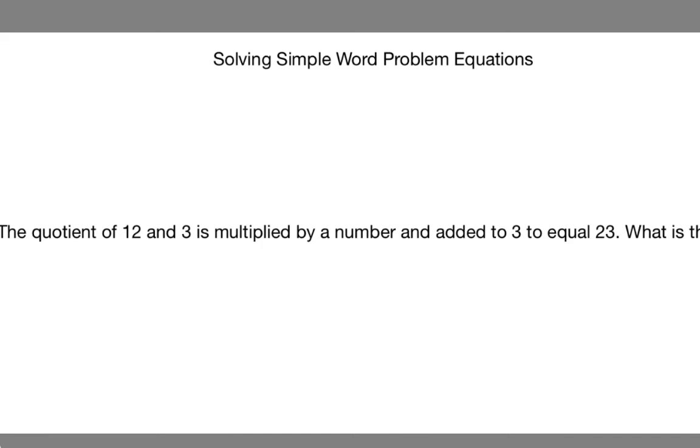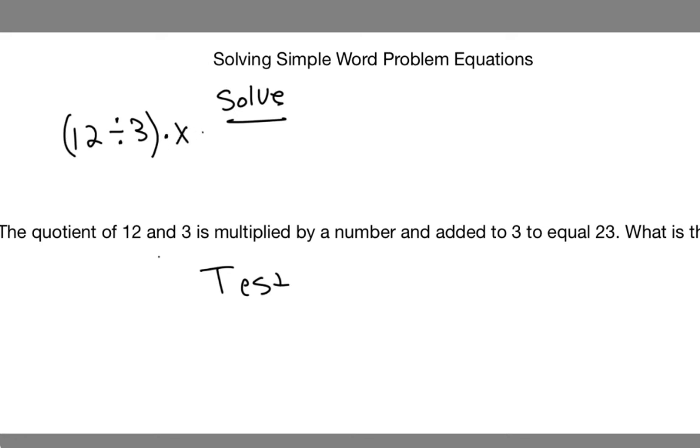Okay, so we just did this problem. Let's go on to our next one. So we have, what is it? You know what, yeah, let's just leave this in the middle. So we have the quotient of 12 and 3. So down here under this question I'm going to do the test, and up here I'm going to solve. So the quotient of 12 and 3, which means we have 12 divided by 3 and is multiplied by a number. I like using x, just like you should already know by now.